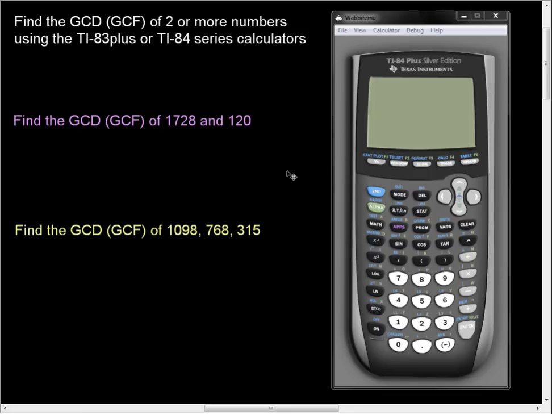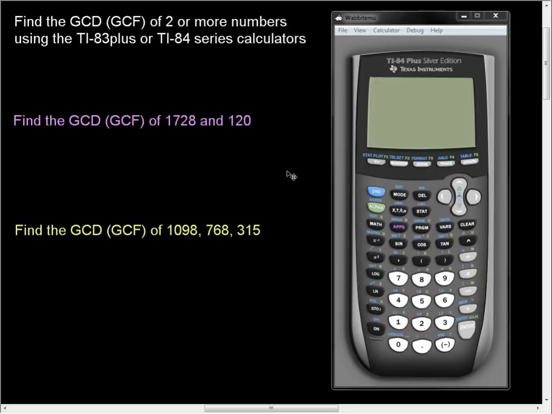In this video, we're going to take a look at how to find the GCD, or greatest common divisor, of two or more numbers using the TI-83 Plus or the TI-84 series of calculators. The keystrokes for all of these calculators listed are the same. If you happen to have one of the other TI calculators, or the original TI-83, no Plus or Silver edition, then the keystrokes will be different. On the TI-83 original, the menu options should be identical, but the keystrokes will be different.